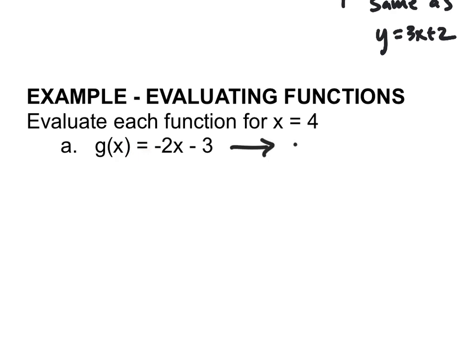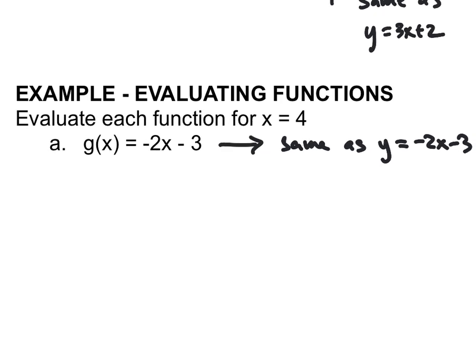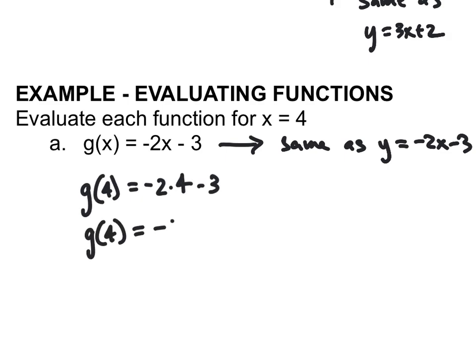Now remember that this is the same relationship as y equals negative 2x minus 3. It's just written in the form of g of x. So if x is equal to 4, I'm going to plug that into my function and calculate g of 4. I'm going to take negative 2 times 4 and then minus 3. Then g of 4 is equal to negative 8 minus 3, which gives us g of 4 is equal to negative 11.